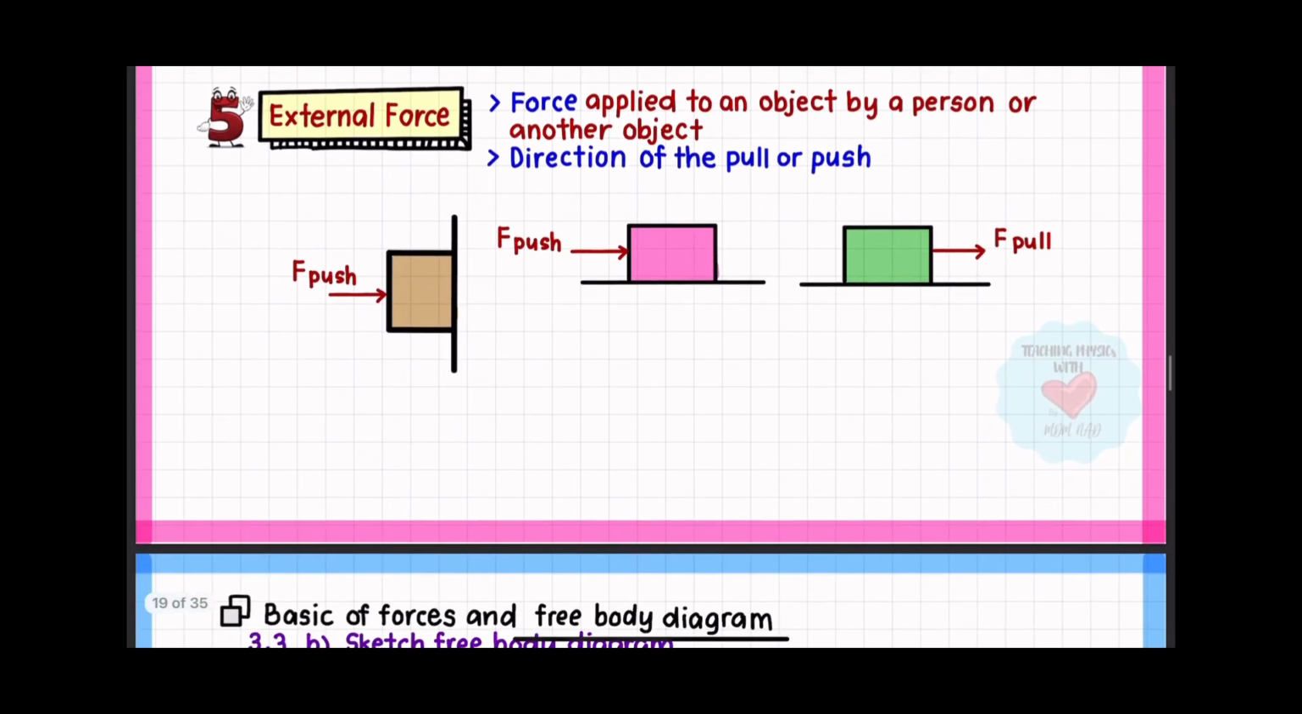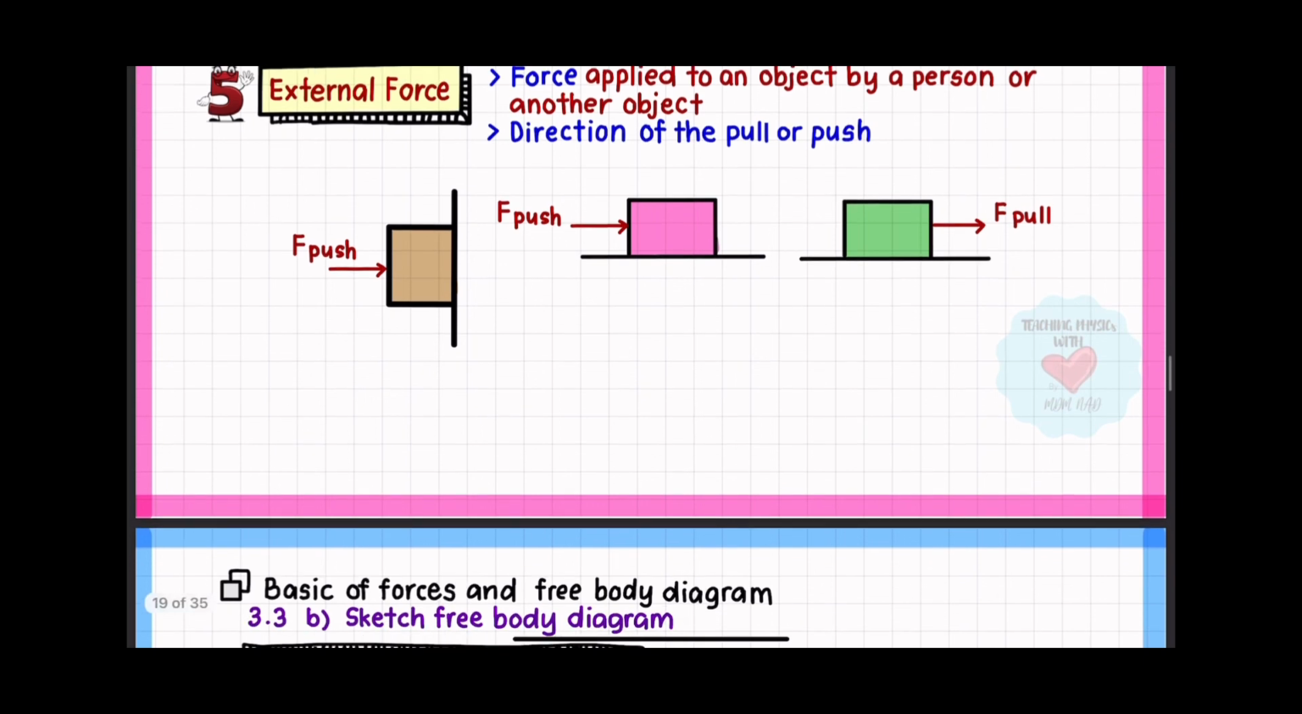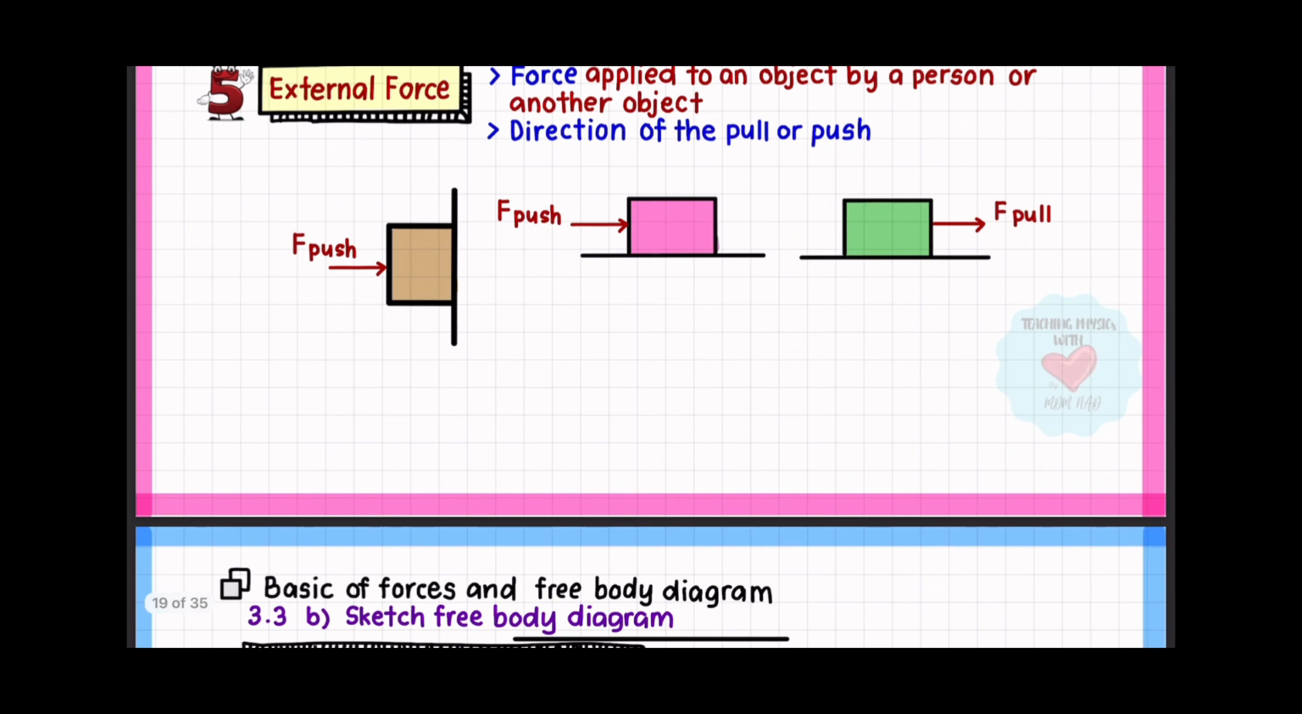Next is external force. Okay, external force adalah force applied to an object by a person or another object. So direction of the pull or push lah. Okay, so untuk case ni macam ni lah. Contoh dia press kat dinding ke press the rubber on the wall. Okay, so ataupun dia push the block to the right, okay, to the left, ataupun push atau pull lah, tak kisahlah, tolak atau tarik. Itu kita panggil sebagai external force.